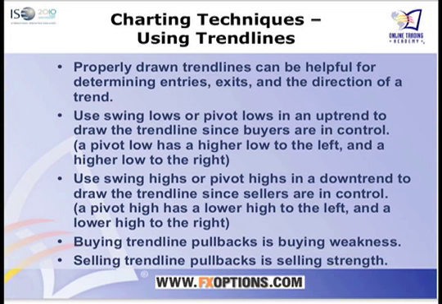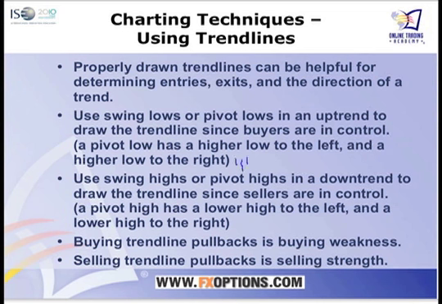We also teach our students to use trend lines extensively because properly drawn trend lines can help with entries, exits, and of course determining the direction of your trend. We like to use what we call swing lows or pivot lows in an uptrend to draw our trend line because buyers are in control during uptrends. And a pivot low has a higher low to the left and a higher low to the right. So it's what we call a pivotal point on the chart. Kind of has a low here with a higher low to the left and a higher low to the right.